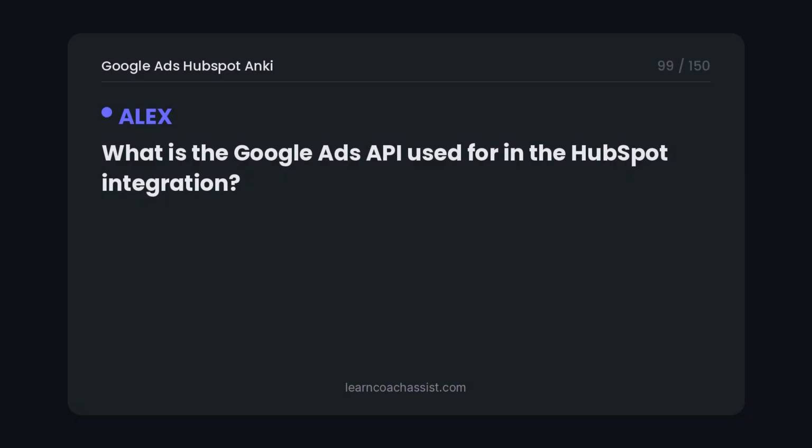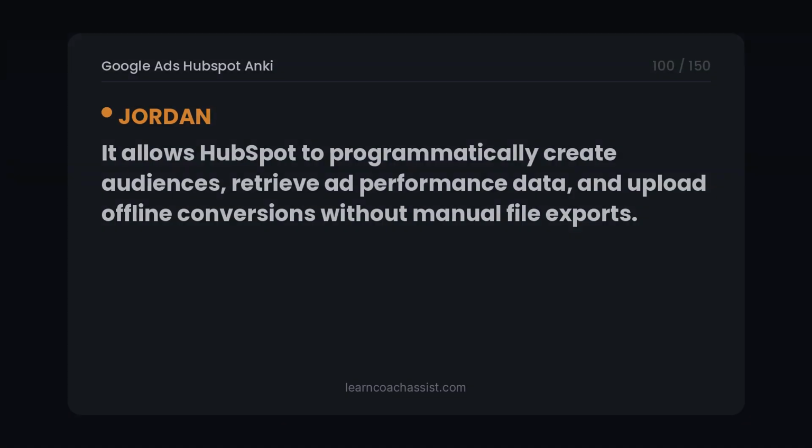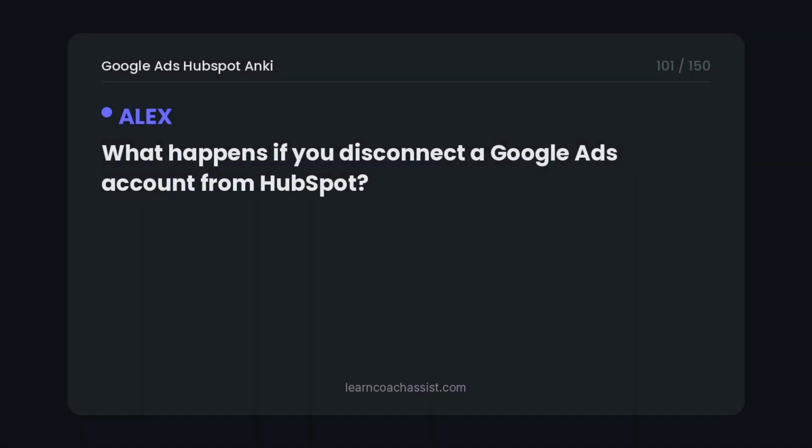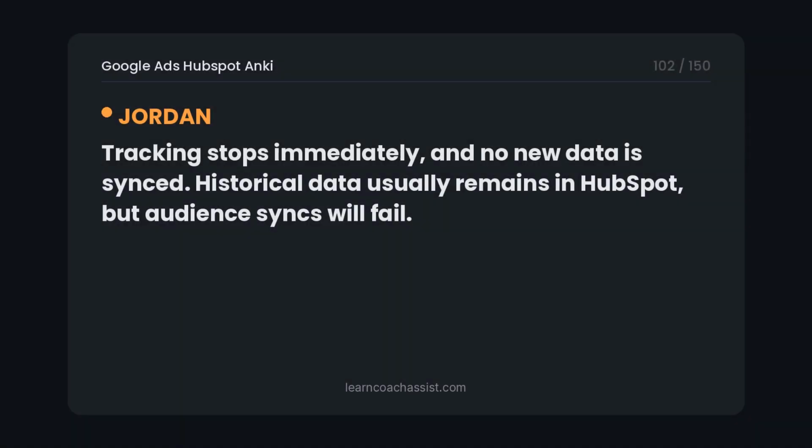What is the Google Ads API used for in the HubSpot integration? It allows HubSpot to programmatically create audiences, retrieve ad performance data, and upload offline conversions without manual file exports. What happens if you disconnect a Google Ads account from HubSpot? Tracking stops immediately, and no new data is synced. Historical data usually remains in HubSpot, but audience syncs will fail.